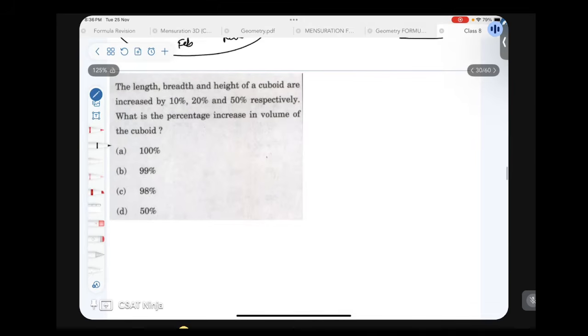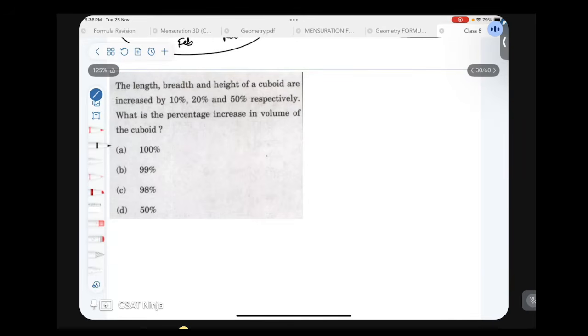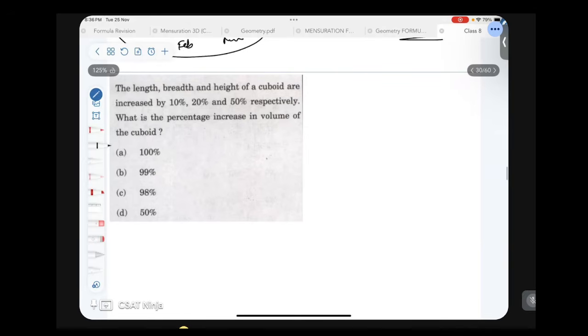Okay, the next is this. It's an important question because this is a combination of two things, mensuration as well as percentage. But we can solve this one by percentage directly. What's the volume of a cuboid? Length into breadth into height. That's the volume of a cuboid.